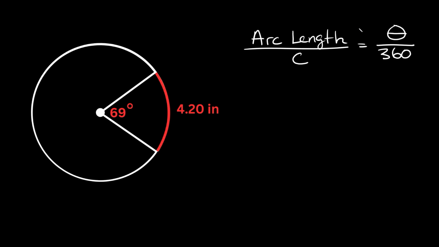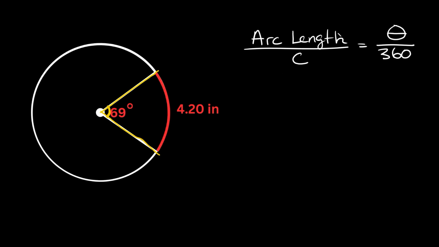One thing that you want to make sure of is that the arc length that you enter in here is being intercepted by the central angle that you plug in right here. For instance, you can see that this red arc is being intercepted by this angle right here, this central angle. So with that in mind, let's plug in what we know into our formula.